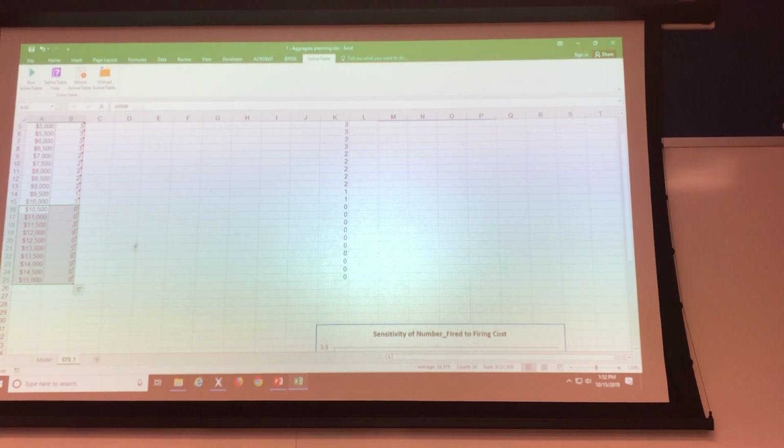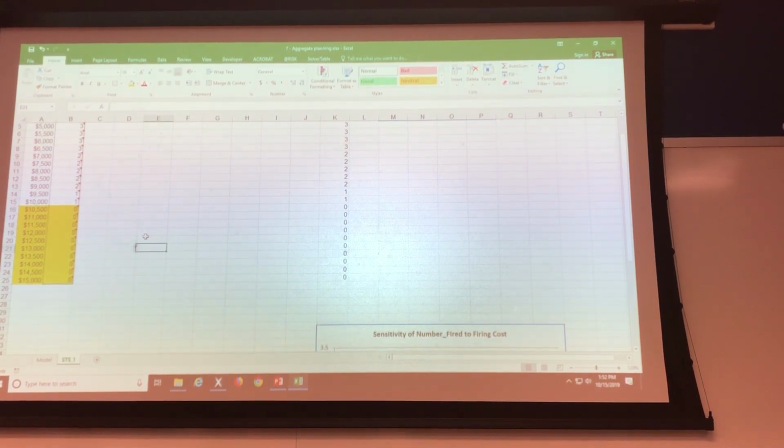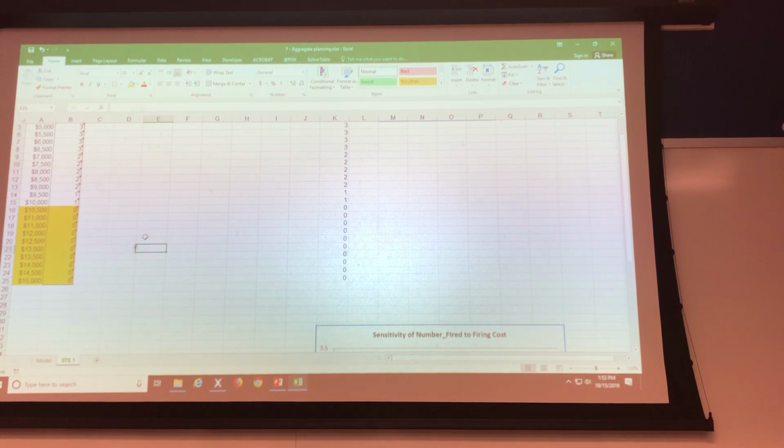Yeah, when I get to 10,500, I no longer fire people. It's cheaper to keep them. Again, partly a function of the limited time span that we're working on and everything else, but that's telling me that's when it's become too high to even bother firing. So we don't.